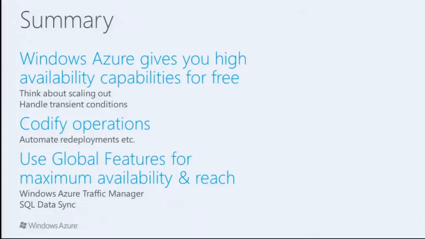And then consider using some of the global features such as Traffic Manager and Data Sync to deploy your application into multiple data centers, not only for global reach and putting compute and storage next to your customers, but also doing it for availability as well. The chances of 2 data centers going down at the same time has got to be slimmer than anything else we've got going. And now that I've said that, clearly we'll have 2 data centers go down.